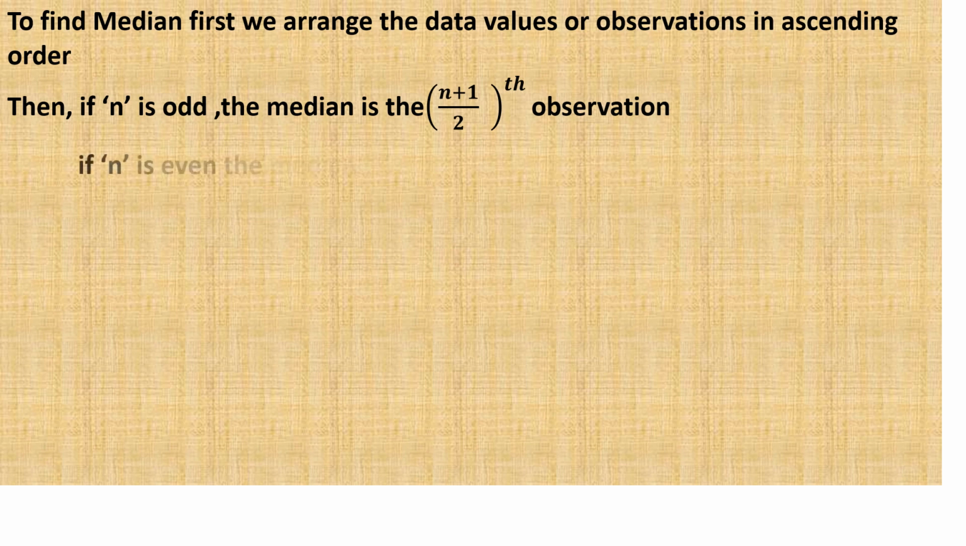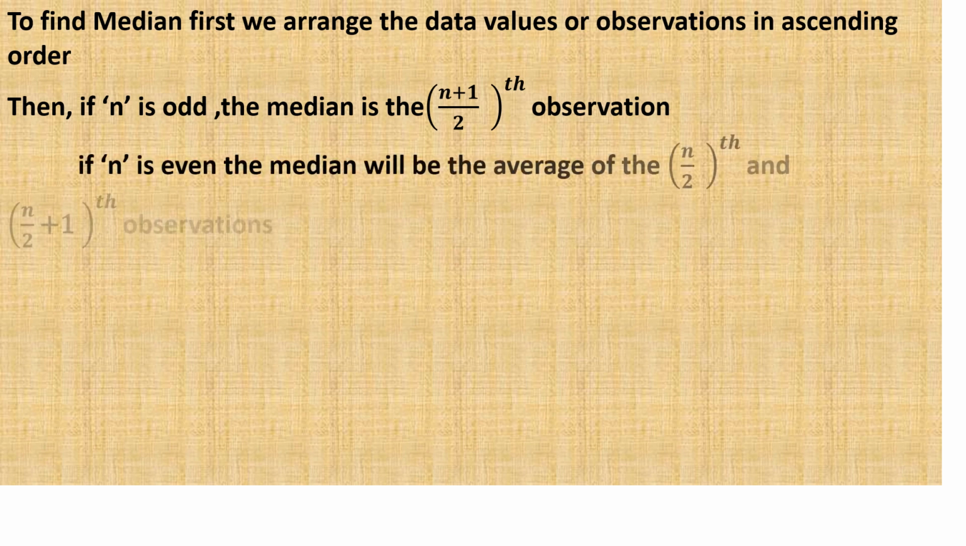Now for n even: the median will be the average of the n by 2th and (n by 2 plus 1)th observations. If there are 6 students, the middle 2 students will be the median, so the average of those 2 observations will give us the median. I will explain with examples.